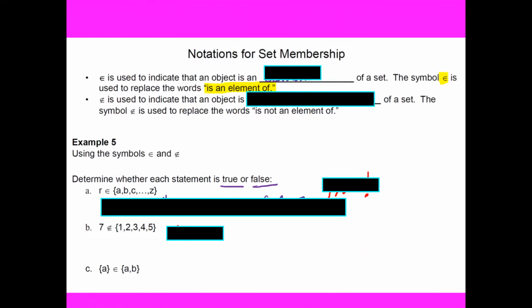Okay, so now we're going to talk about notation for set membership. This symbol is used to indicate that an object is an element of a set. The symbol, kind of like an E, is used to replace the words "is an element of." The E with a little diagonal cross is used to indicate that the object is not an element of a set, and this symbol right there is used to replace the words "is not an element of."